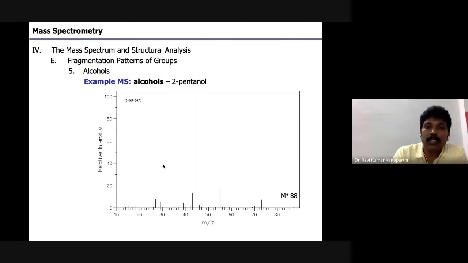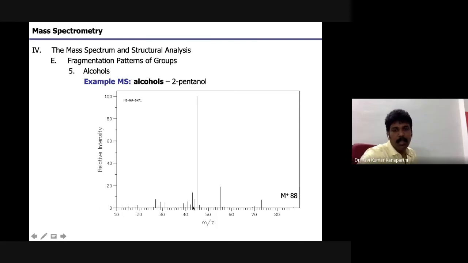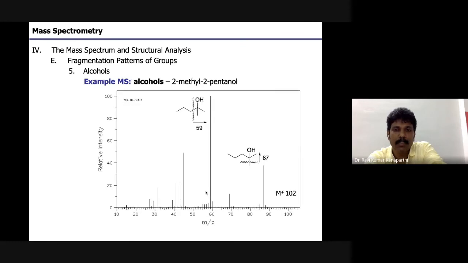And this is 2-pentanol. Is 2-pentanol primary or secondary? Of course, it's secondary. And then you can see the corresponding peaks. Again, you can find there is a peak at 45. What is that 45? That 45 is actually because of the alpha cleavage to this.